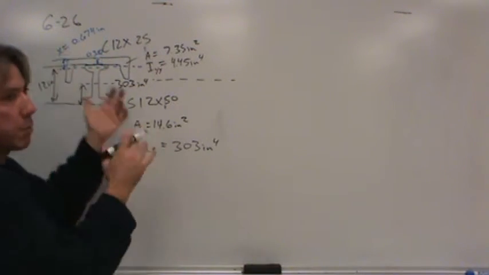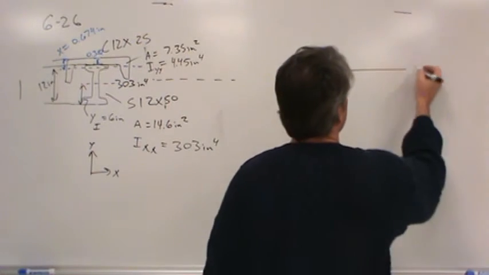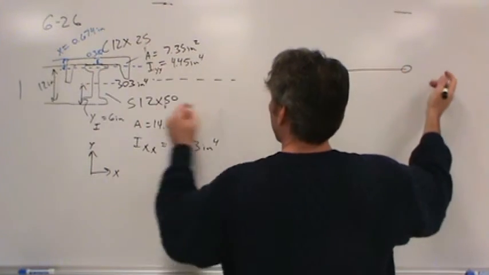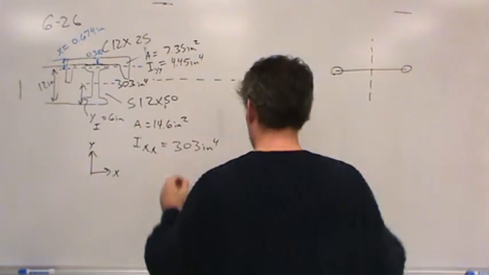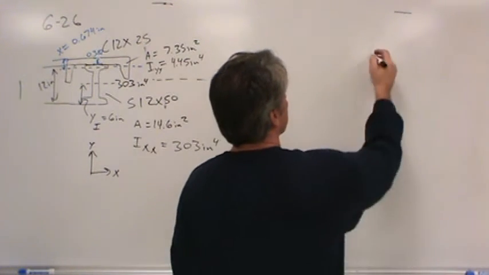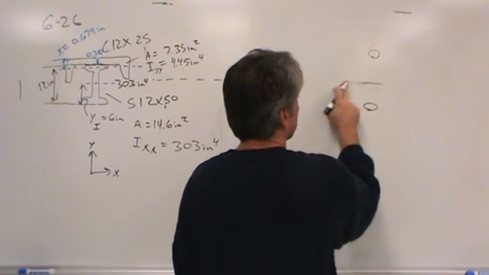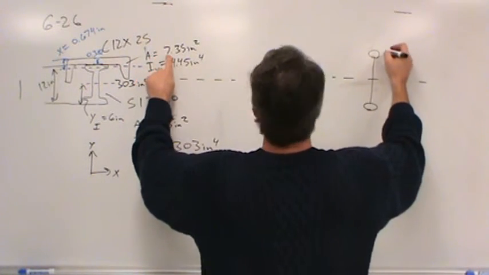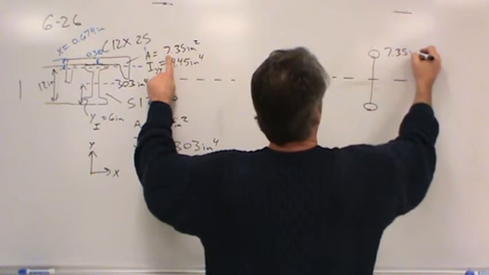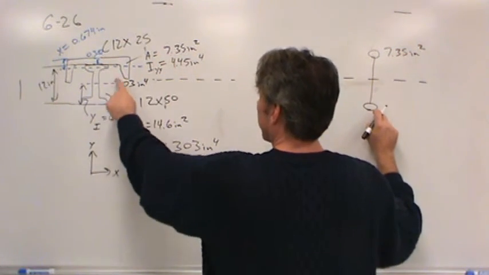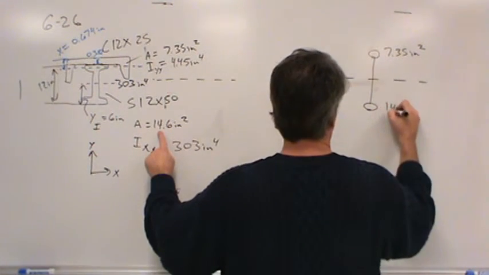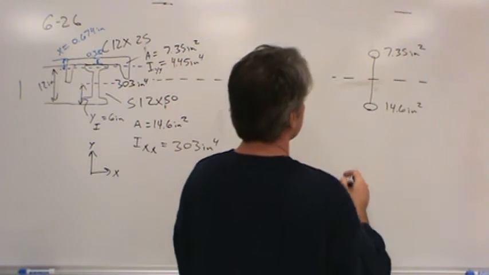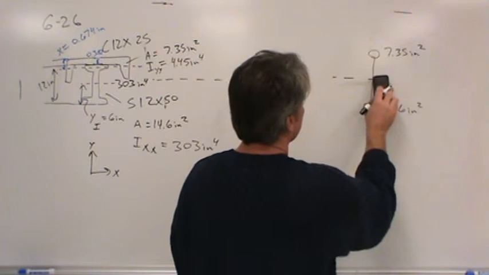Well, it's kind of like finding a moment balance. Here's the way I think about it. I think about it as two areas. These two areas are represented by weights, basically. This will be the centroid axis. Here, let's do it this way so it matches what we've got there. So this will be the area of the C channel, 7.35 square inches. This will represent the area of the I-beam, which is 14.6 square inches.